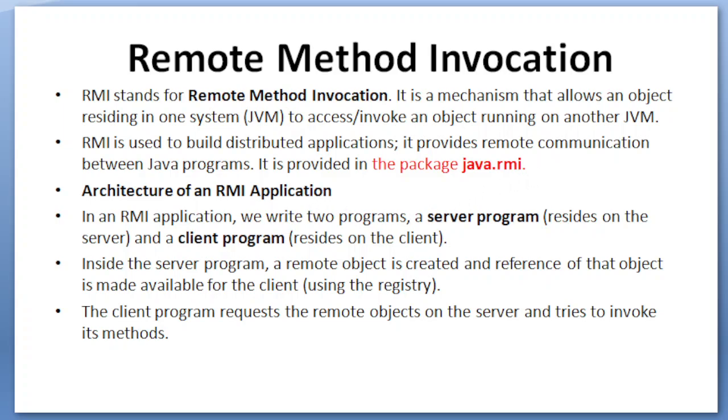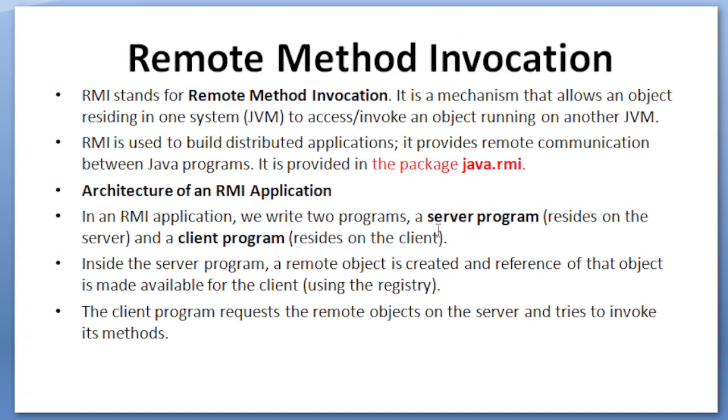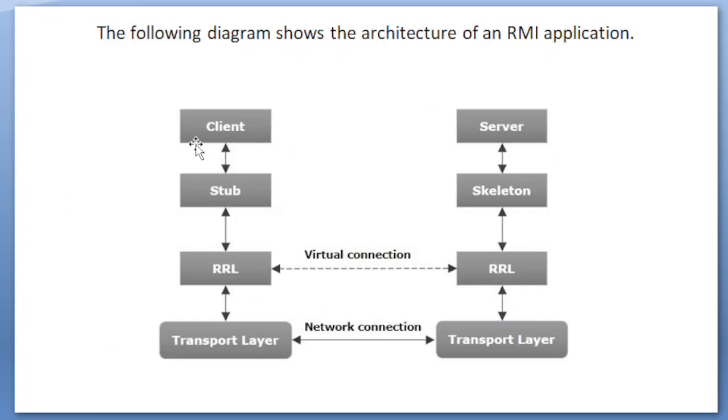Let's look into the architecture of a Remote Method Invocation application. In this, we are writing two programs, that is a server program and a client program. Inside the server program, a remote object is created and a reference to that object is made available to the client. Here we can see the two structures, a client side and a server side. What is the server doing here? The server is creating the object and giving references to the client.